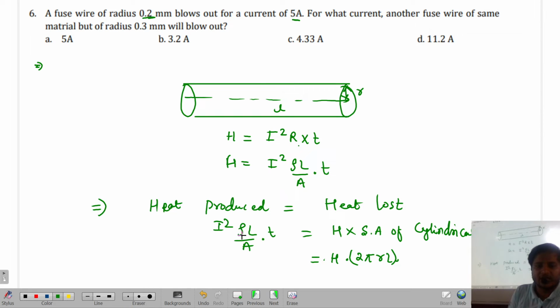So try to understand here. Length L got cancelled. I square, area is what? Okay, I will write I square is nothing but heat into 2 pi r into area divided by time t into rho. So what you got as I square? I square is nothing but what?